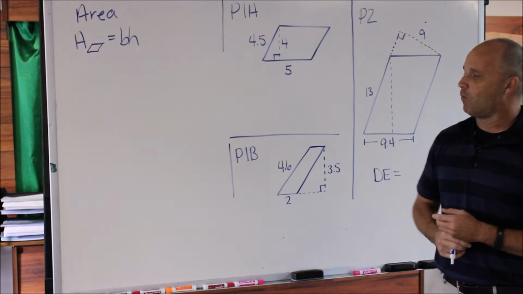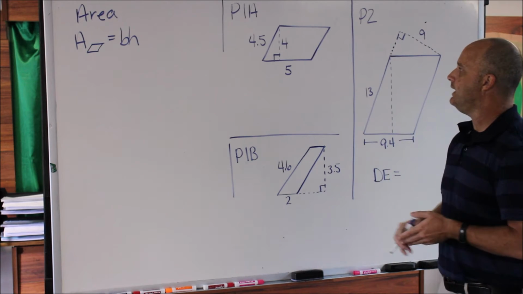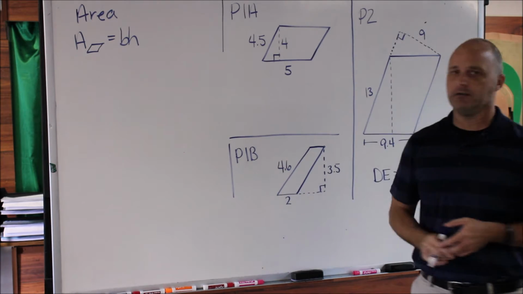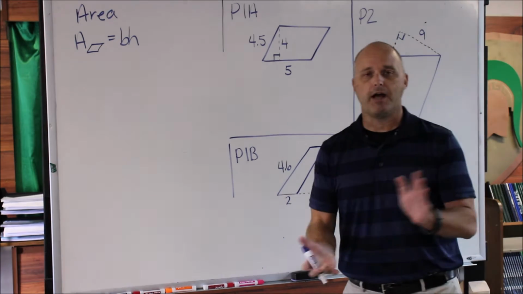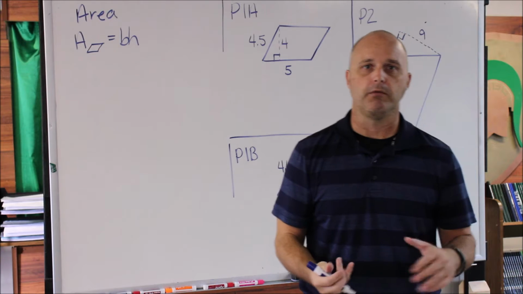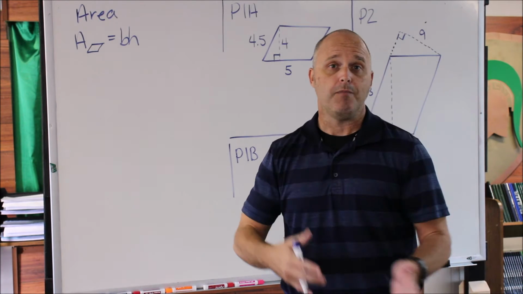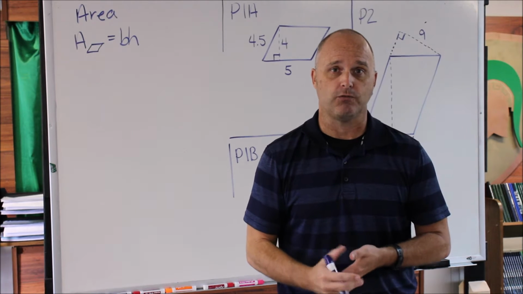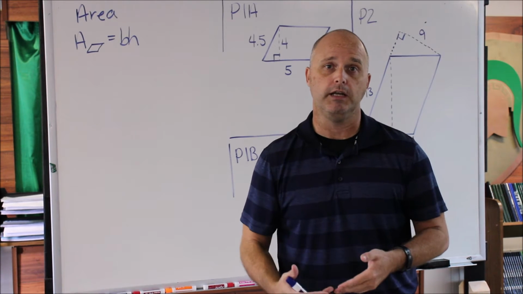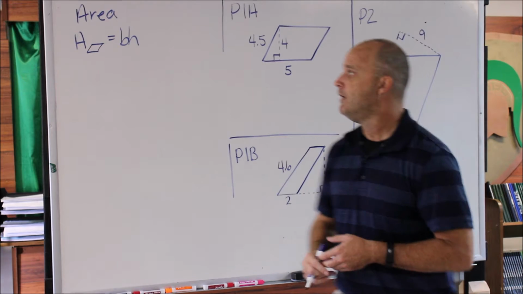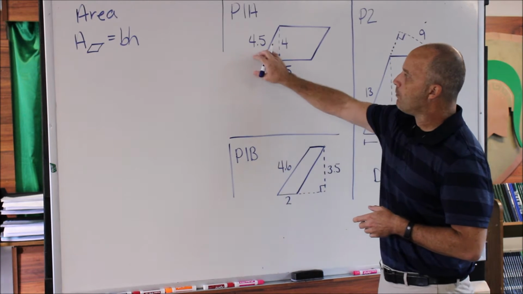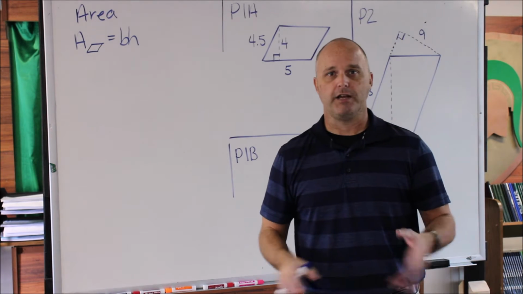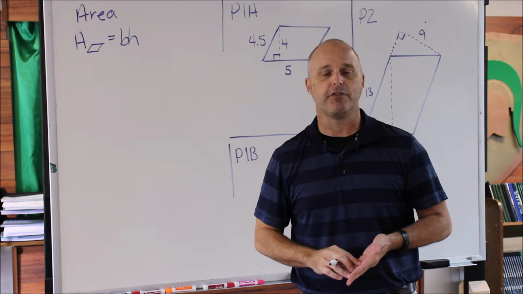So looking at problem number 1a, we're asked to find what is the area of this particular parallelogram. A lot of times what's going to happen when you see these types of problems, either in your book, maybe on the SAT, they're going to give you extraneous information, or information that you don't need in order to be able to solve the problem. In this case, this 4.5 is extra information. You don't need that information for this problem.